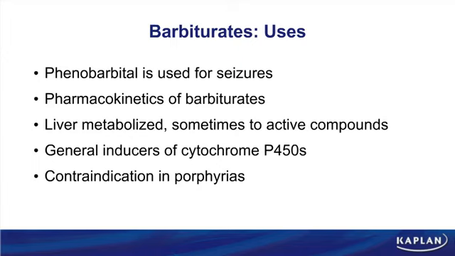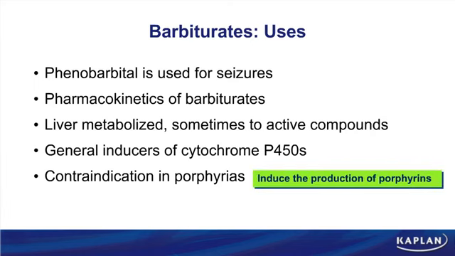So if a patient is taking this drug, they have to be aware of possible drug interactions and the fact that phenobarbital, as an inducer, is likely to lower the plasma levels of that second drug that they're taking. Barbiturates are contraindicated in porphyrias. This is because they can induce the production of porphyrins.